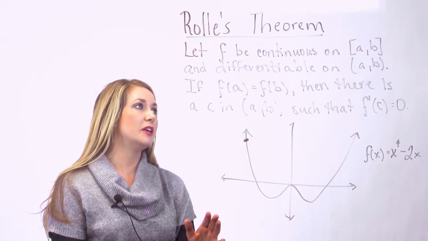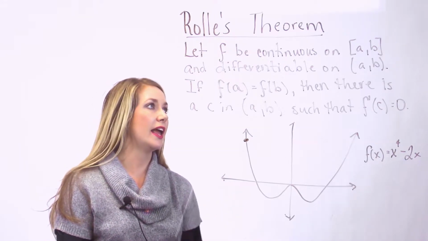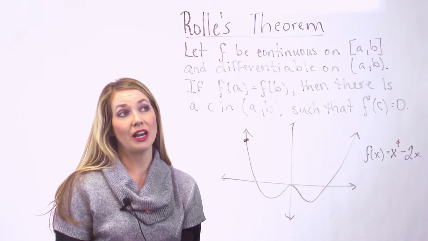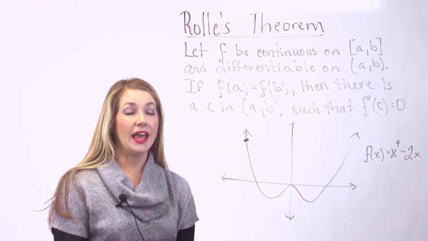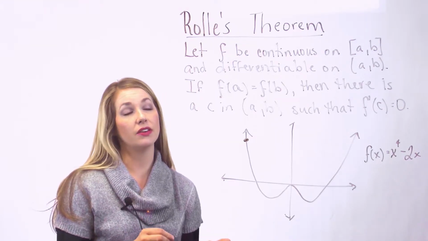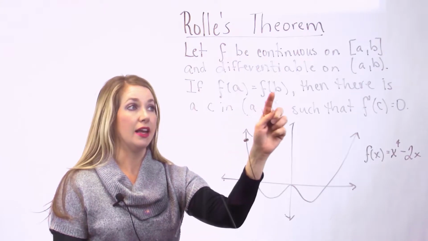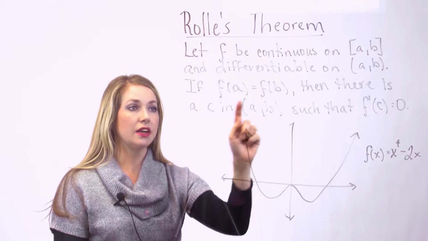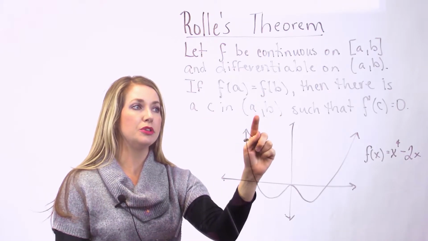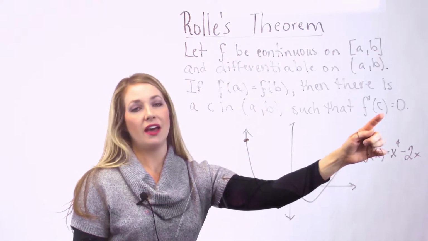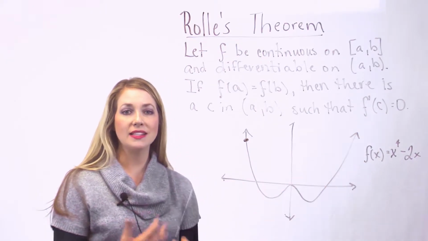If we let f be a continuous function on a closed interval and differentiable on the corresponding open interval, and if we know that there are two places, two x values, here a and b, for which the y values are equal, then there is another x value in between a and b where the first derivative at that x value is 0. Now, why is that important?